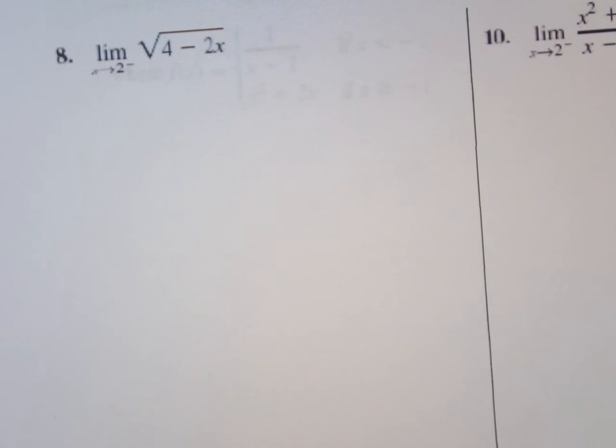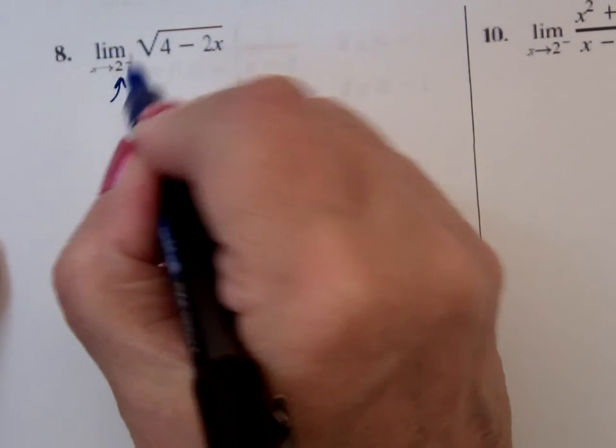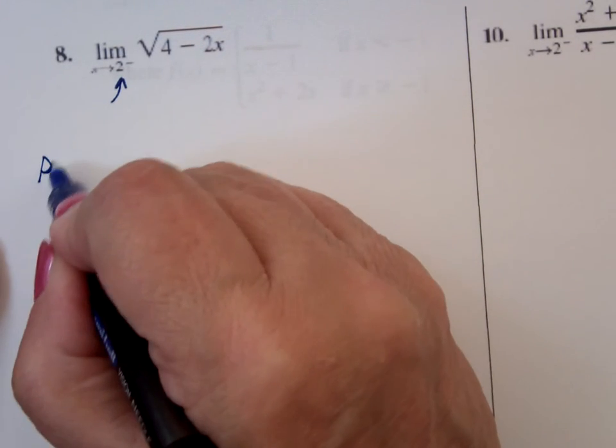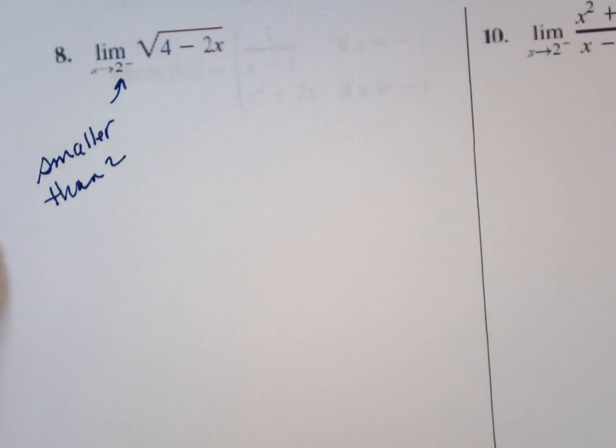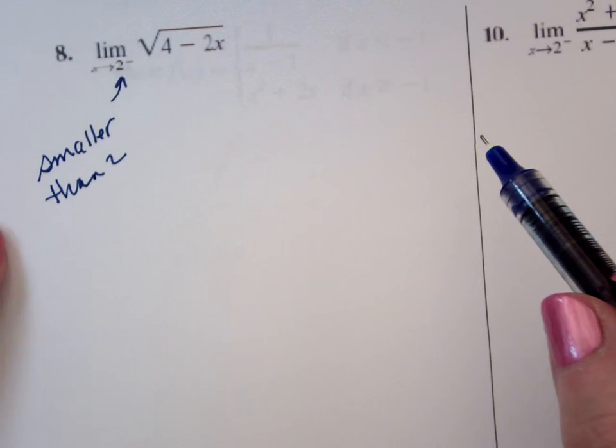Now I'm coming in from the left. I'm coming in with a number, and this is the thing that makes limits a little bit more difficult. I'm coming in from the left, which means that I am coming in from a number which is smaller than 2. Right? That's important. This guy is smaller than 2.